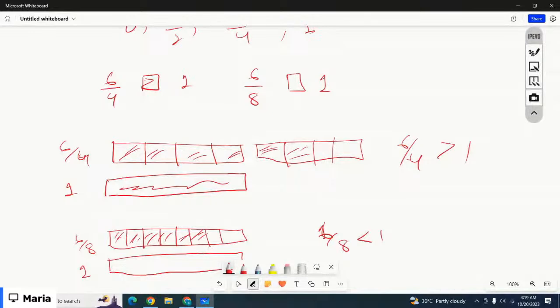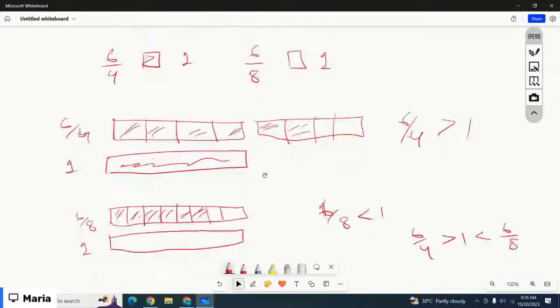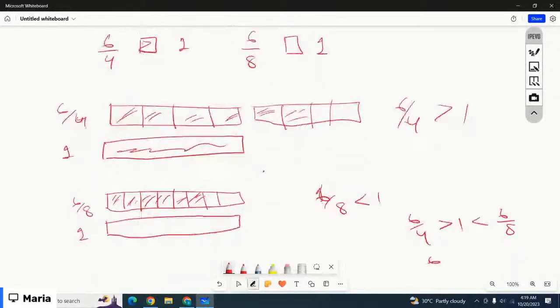So 6 by 4 is greater than 1 and 6 by 8 is less than 1, right? You can write like this: 6 by 4 is greater than 1 and 1 is greater than 6 over 8. That means 6 by 4 is greater than 6 over 8. Got it?